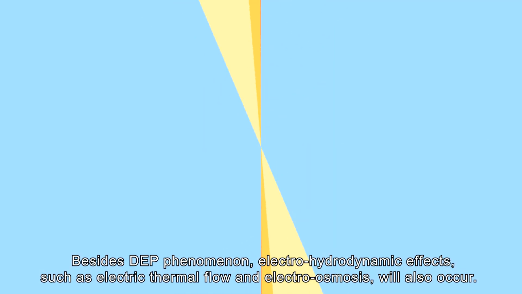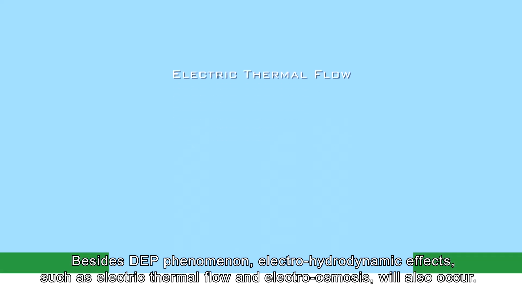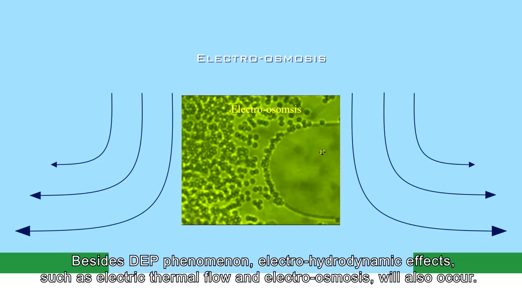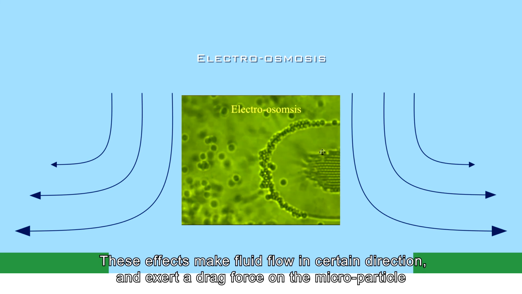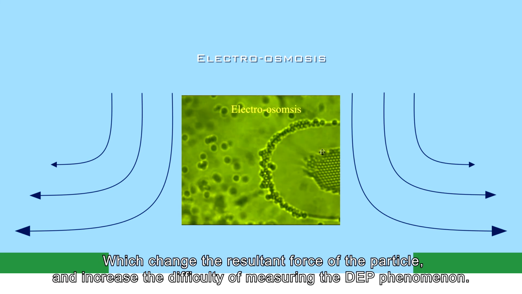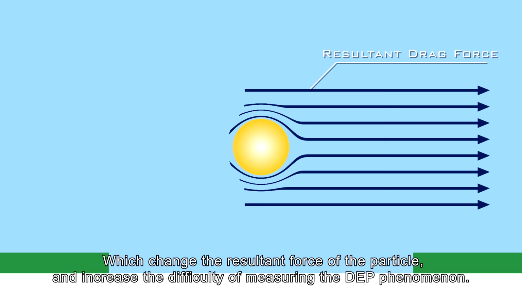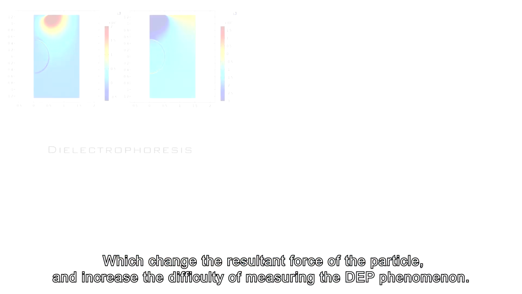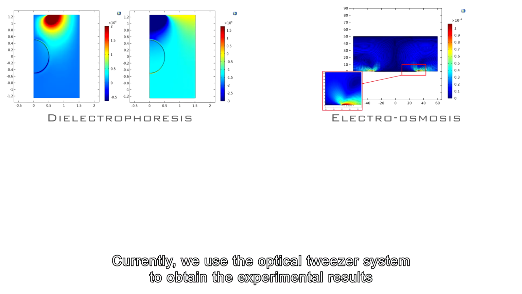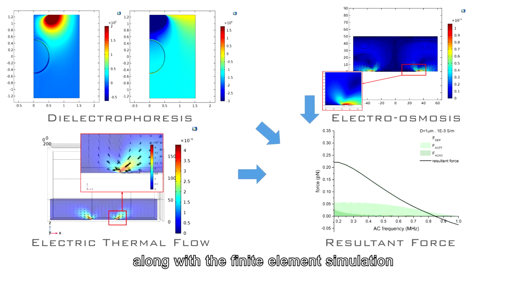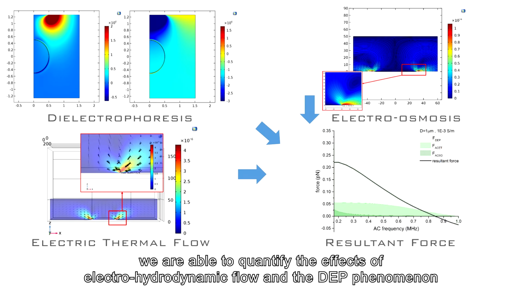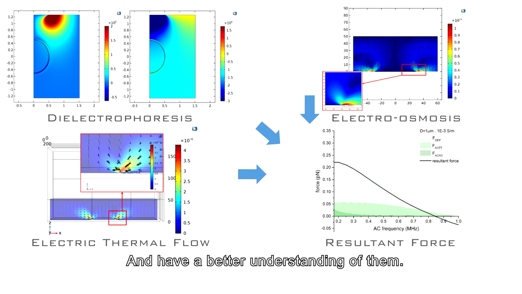Besides the DEP phenomenon, electrohydrodynamic effects such as electric thermal flow and electroosmosis will also occur. These effects make fluid flow in a certain direction and exert a drag force on the microparticle, which changes the resultant force of the particle and increases the difficulty of measuring the DEP phenomenon. Currently, we use the optical tweezer system to obtain the experimental results. Along with the finite element simulation, we are able to quantify the effects of electrohydrodynamic flow and the DEP phenomenon and have a better understanding of them.